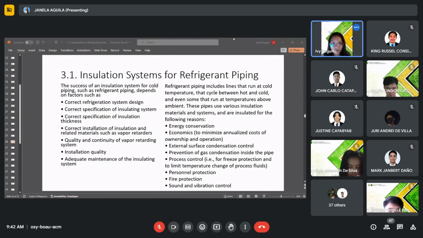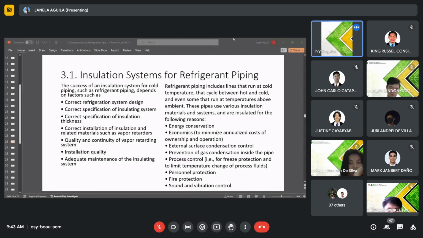Next naman is correct installation of insulation and related materials such as vapor retarders, quality and continuity of vapor retarding system, installation quality. So, sa insulation, dapat naka-installed siya in a tight fit para ma-prevent natin yung air gaps. Kasi kapag yung mga air gaps na yon, sila ay pwedeng mag-result sa reduced efficiency ng system.